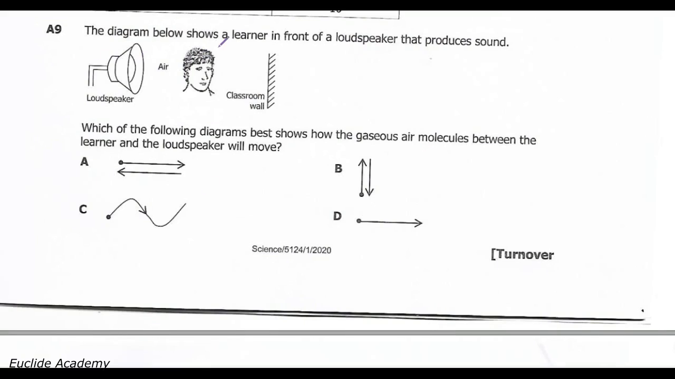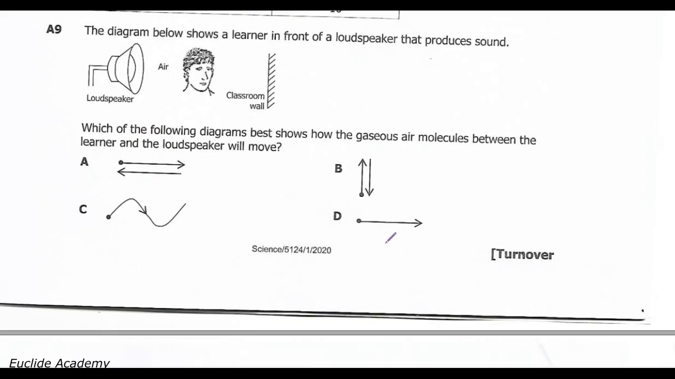A9, the diagram below shows a learner in front of a loudspeaker that produces sound. So this is a loudspeaker area. The learner is here in the classroom wall. Which of the following diagrams best shows how the gaseous air molecules between the learner and the loudspeaker will move? So we have got the air molecules. How are they going to move?